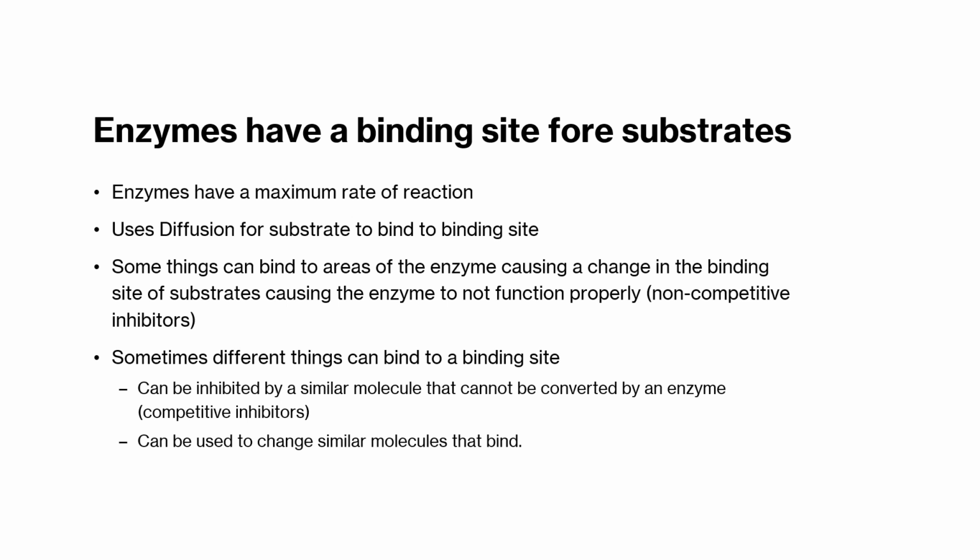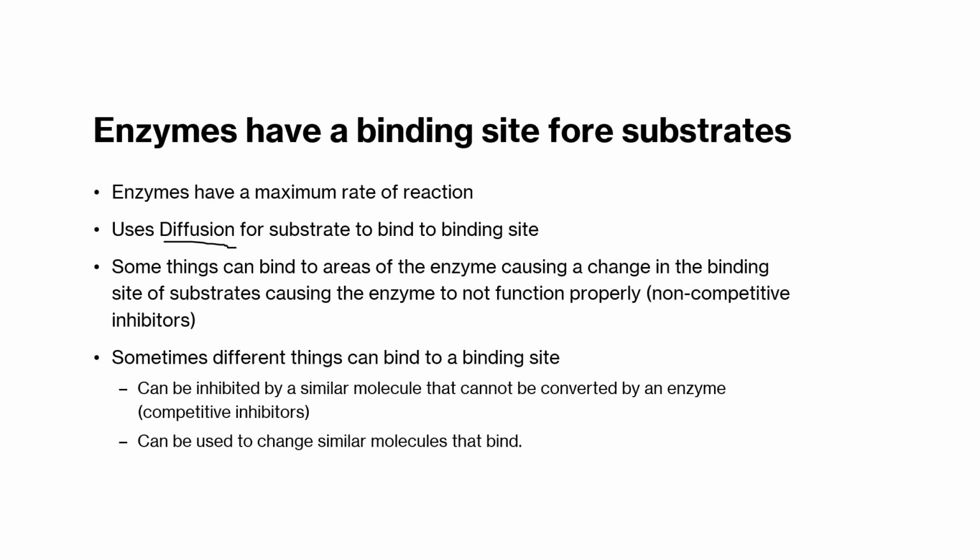Now, for these substrates to bind to the reaction, it's dependent on a lot of different things. One is it's dependent on diffusion. And so if we increase the rate of diffusion, we increase how fast these substrates can bind to the binding sites. But again, if we have too much heat, we can denature the enzyme so it won't actually occur. It pretty much will stop functioning.